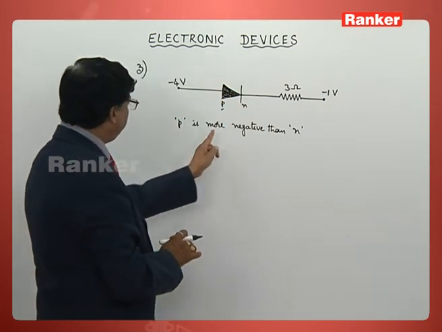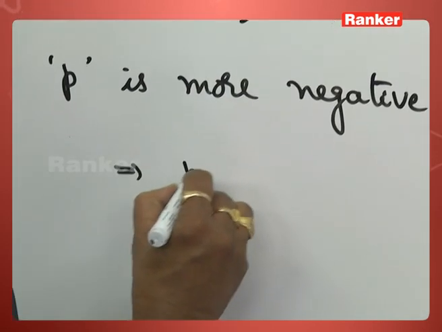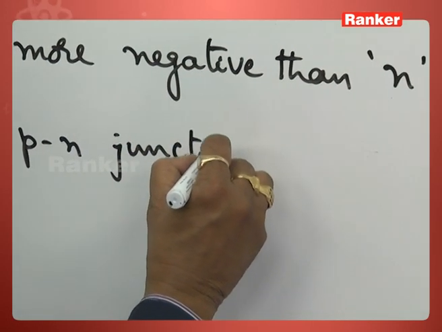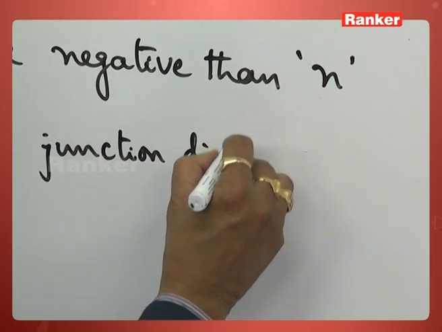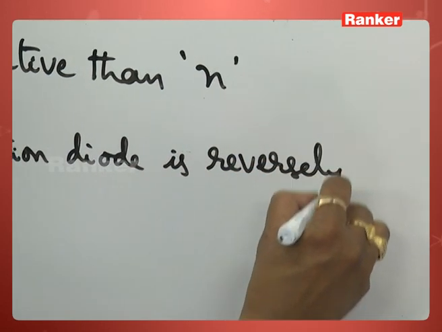The moment P is more negative than N, it is understood this implies the PN junction diode is reversely biased.